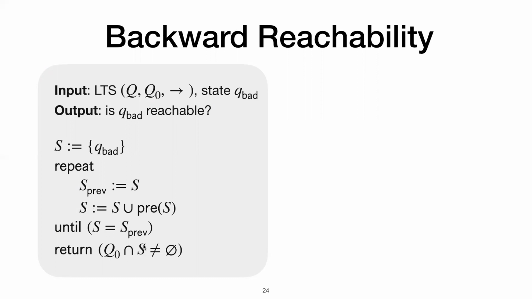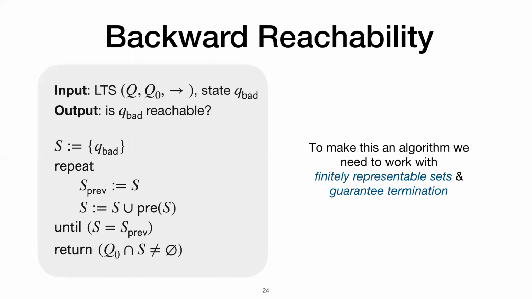In the end, in the set S, what we have is the set of all states that can reach Q bad. And we ask if some initial state is included in this set or not. Now, since this labeled transition system is infinite, to make this work, we need a way to actually represent these possibly infinite sets, and in a way to guarantee termination. And this is what well-structured transition systems are doing for us.